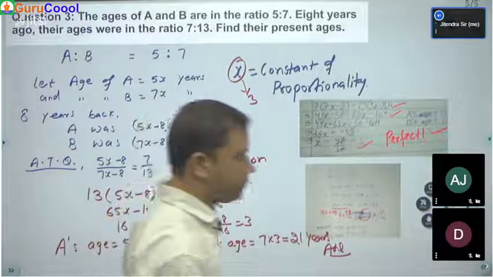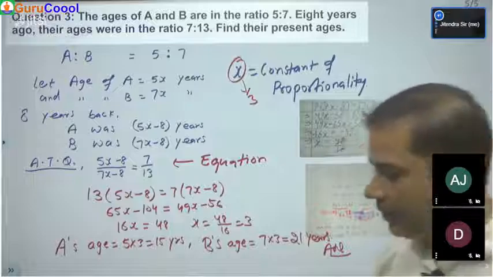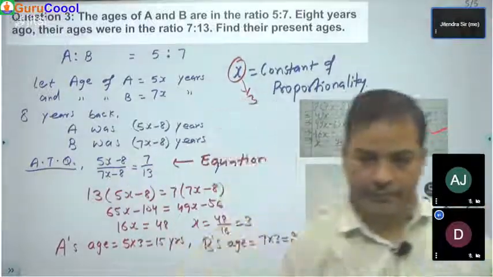Any cross question? No question, sir. Understood? Anurag and David both? Yes, sir, I understood. That's great.